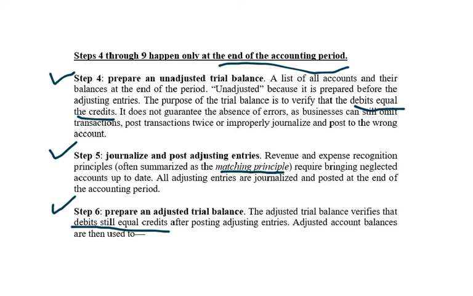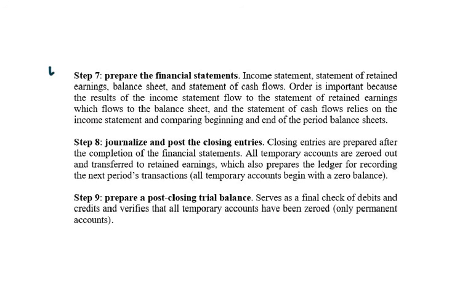So it's more of just a form. It's just like a formal step. And also the thing to keep in mind with the adjusted trial balance is this is the source document for, or the source of, the next step, which is going to be step 7, preparing your financial statements. So all those adjusted account balances are going to be the ones that will be referenced when you're generating your income statement, statement of retained earnings, balance sheet, and your statement of cash flows.